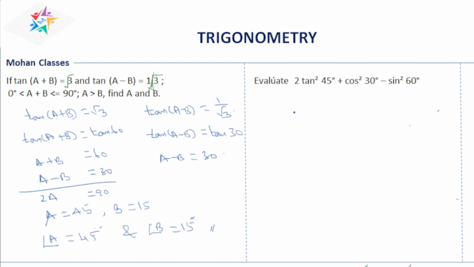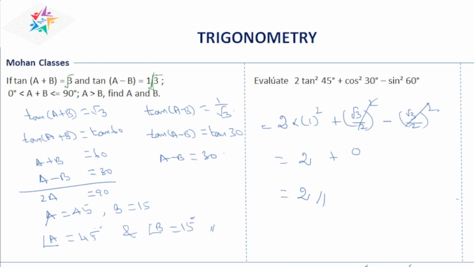Clear? Now, evaluate tan square 45 plus cos square 30 minus sin square 60. What is tan square 45? Tan 45, right? 1 square, plus root 3 by 2, cos 30 whole square. Sin 60 is root 3 by 2, root 3 by 2 whole square. So that is equal to 1 plus, what you will get? Root 3 by 2 whole square minus root 3 by 2 whole square. These two will be cancelled. So 0. The answer is 1. Understand?